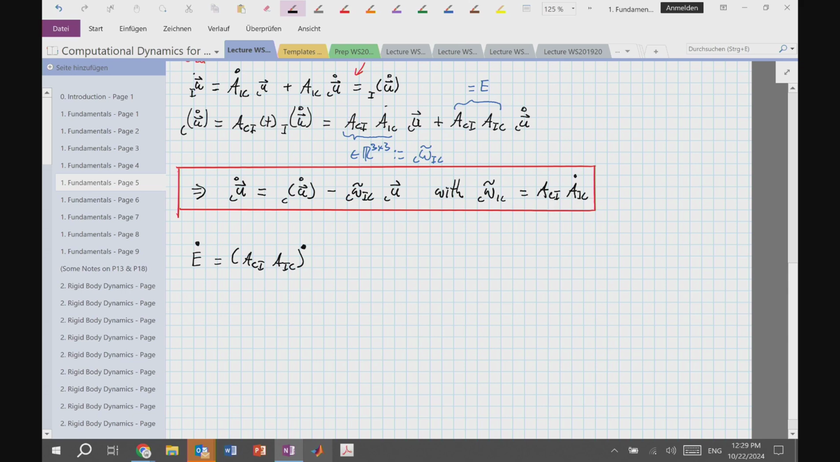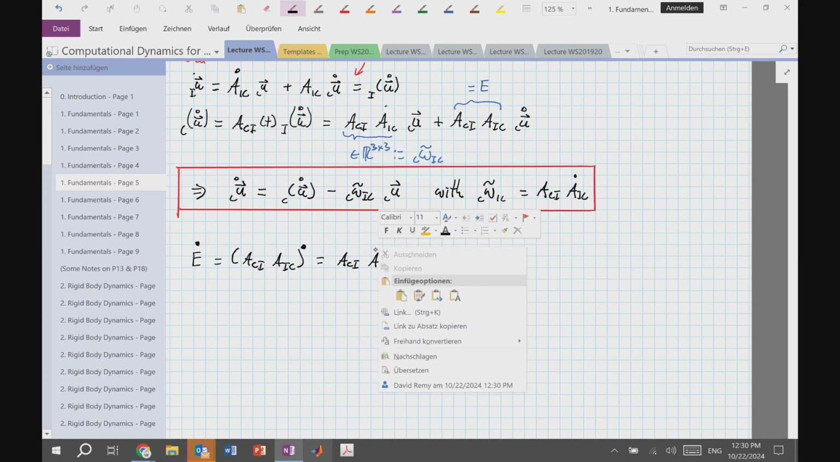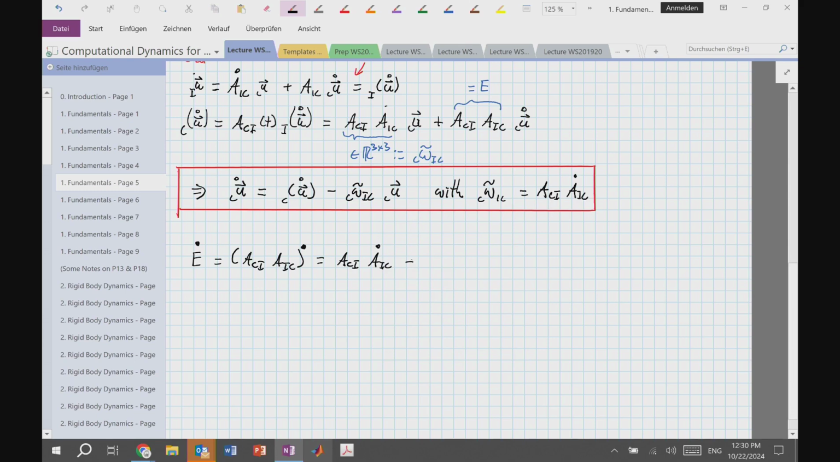And now I will go ahead and take the derivative of that expression, which means I have to apply the product rule. In this case, I get these dots, and then also repeat this with the dot on the other factor. This here is exactly the definition of omega tilde that we had before, omega IC in C coordinates.